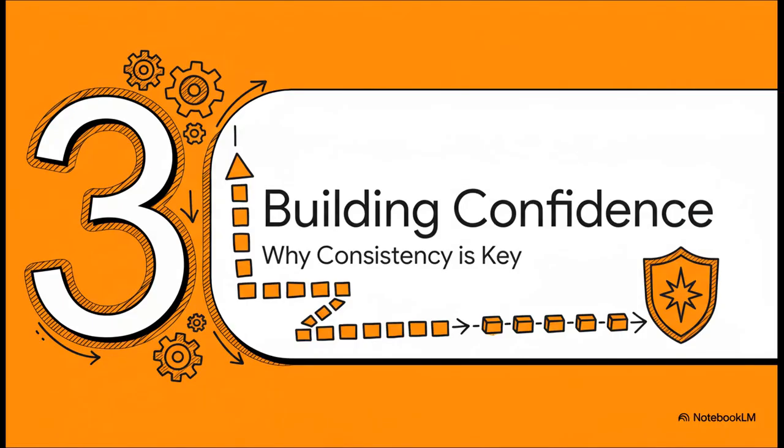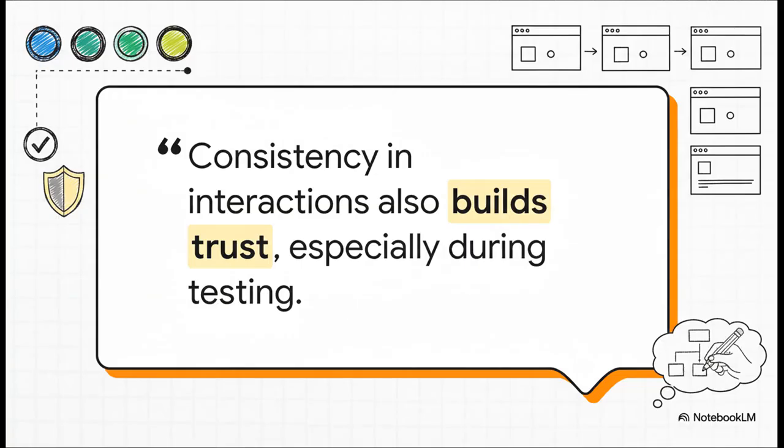Now, when you nail this level of clarity, you're building something that's even more precious than just a good design. You're building user confidence. And the secret sauce for building that confidence, it's all about consistency. There's a core idea here that's so important. Consistency in interactions also builds trust. It makes perfect sense, doesn't it? When every button acts the same way and every confirmation message looks familiar, the user starts to feel like they're on solid ground. Your system feels reliable, professional. In other words, it feels trustworthy.